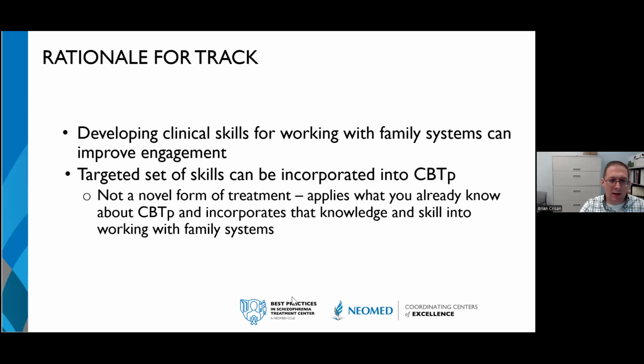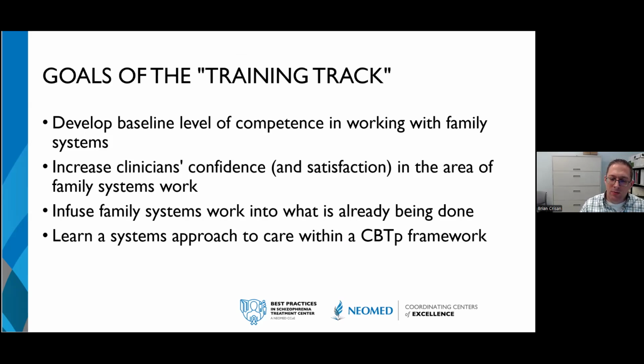The rationale for that is that it does take a targeted set of clinical skills to work with families, but these are not skills that are new to you. You already use these skills in your individual work. We're just trying to take those skills, expand them, and apply them to family systems. Our goal is to help you feel confident in working with families.